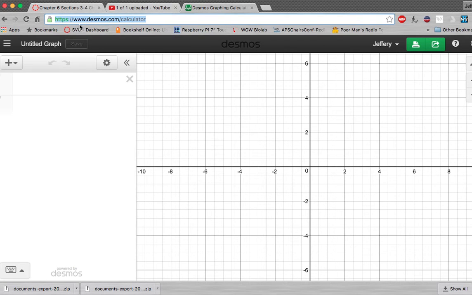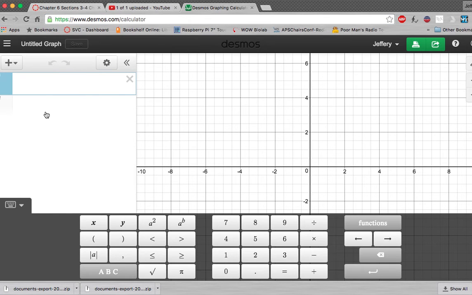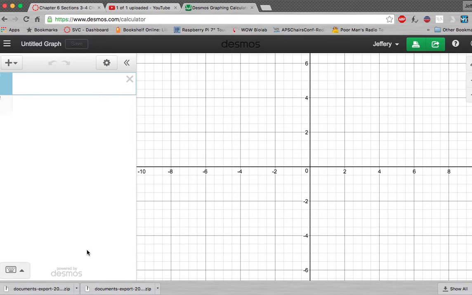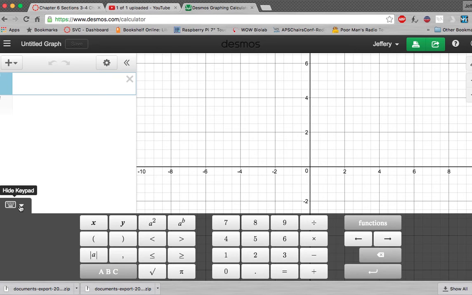You can get to it by www.desmos.com/calculator. And you can sign in with your Google account so you can actually save graphs that you make on this. It's a nice utility for visualizing different functions. It has this box over here that when you click on it, it'll bring up a keyboard for doing different things. You don't always need the keyboard, so I hide it by clicking the arrow, show keypad, hide keypad.